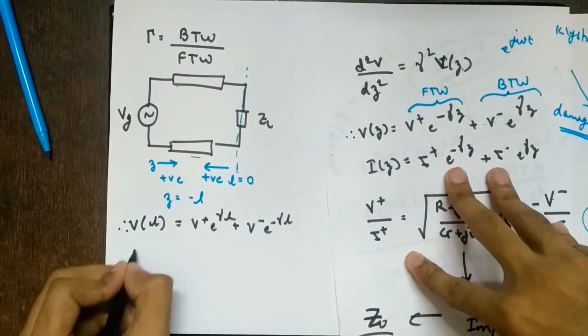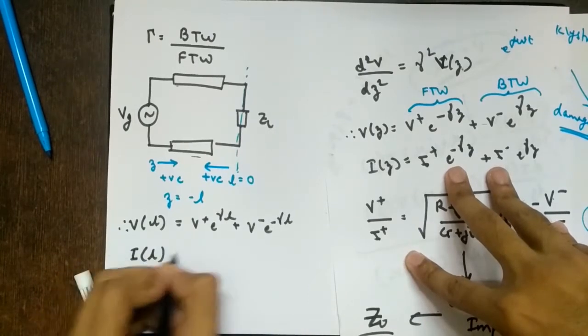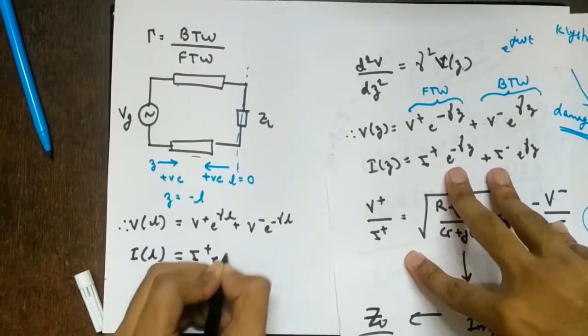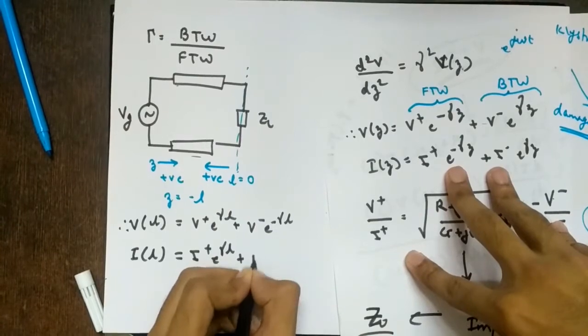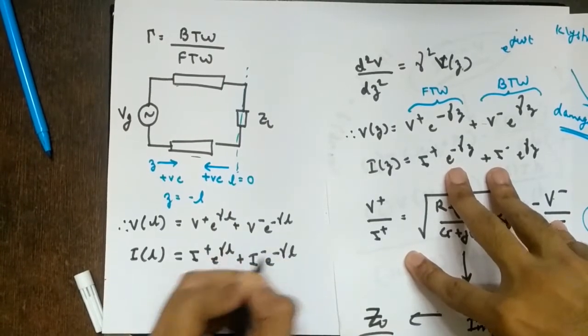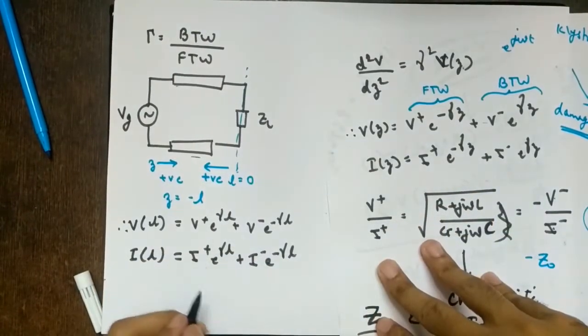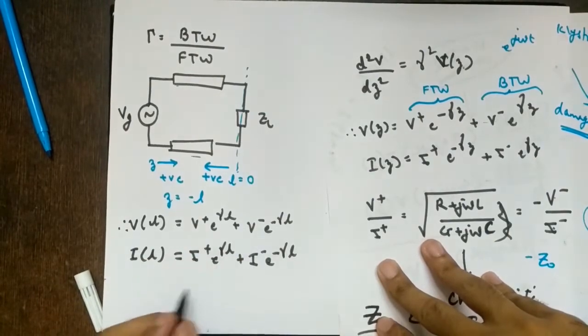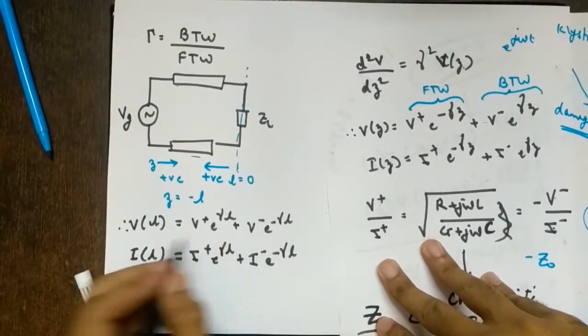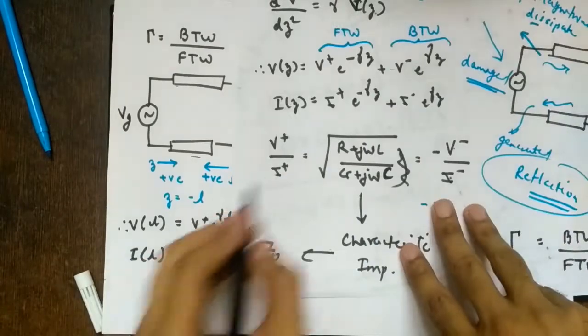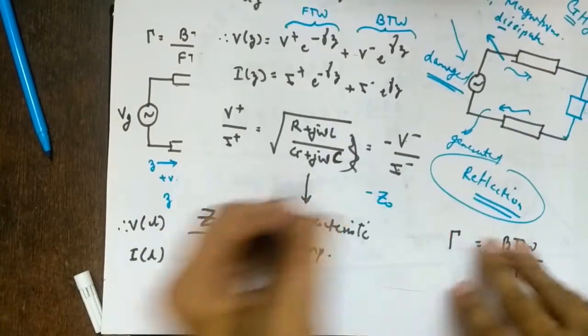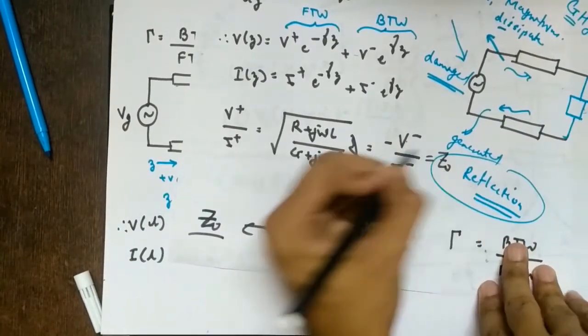Similarly, what will be I of l? I of l equals I plus e raised to gamma l plus I minus e raised to minus gamma l. But we are seeing four constants here, right? V plus, I plus, V minus, I minus. I want to reduce this to two constants. So what can I say? V plus by I plus is Z0. So this is nothing but Z0, right?